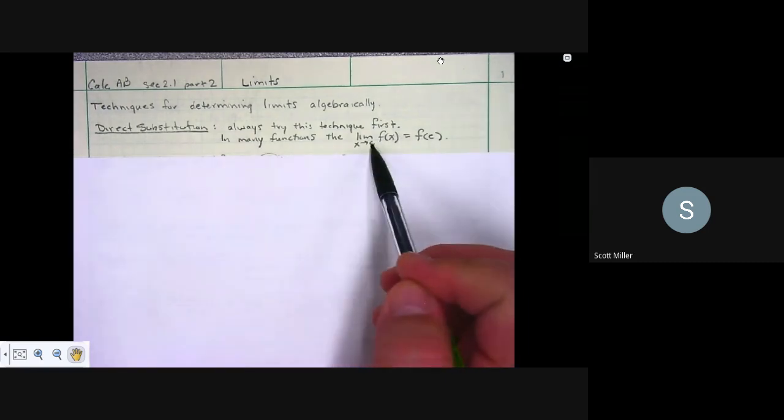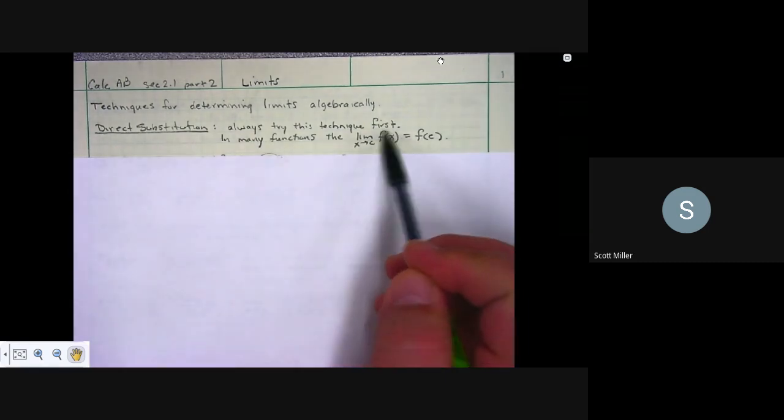So here is our basic algebraic limits. The first thing we're going to do when we have a limit that we need to evaluate is try direct substitution. Always try this technique first. In many functions, the limit as x approaches c of the function is f of c. So we try this technique first. Let's go ahead and do a couple of those and show you how that's done.